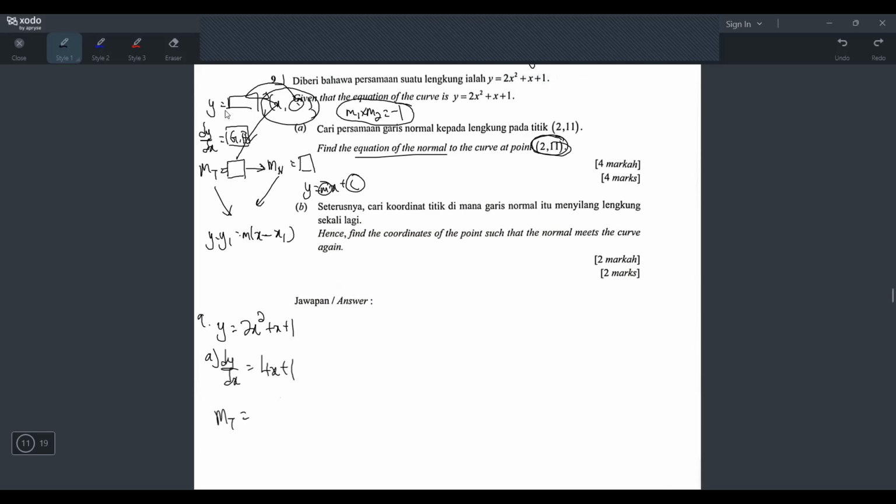Look at the flow of this thing. dy/dx is always the gradient of the tangent, right? You have to go to the gradient of the tangent first, then only is there a way to change it into the gradient of the normal. So how do we find the gradient of the tangent?